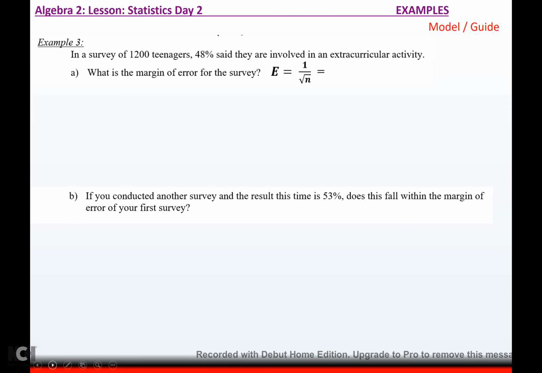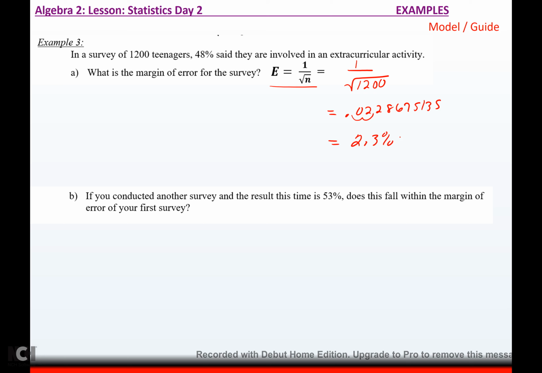So, in my next question, it says, in a survey of 1,200 teenagers, 48% said they are involved in an extracurricular activity. What is the margin of error for this survey? Well, here's my formula. So that's going to be 1 over the square root of my sample size, which was 1200. That gives me 0.0228675. And it says the margin of error, we want a percentage, that would be 2.3% margin of error.